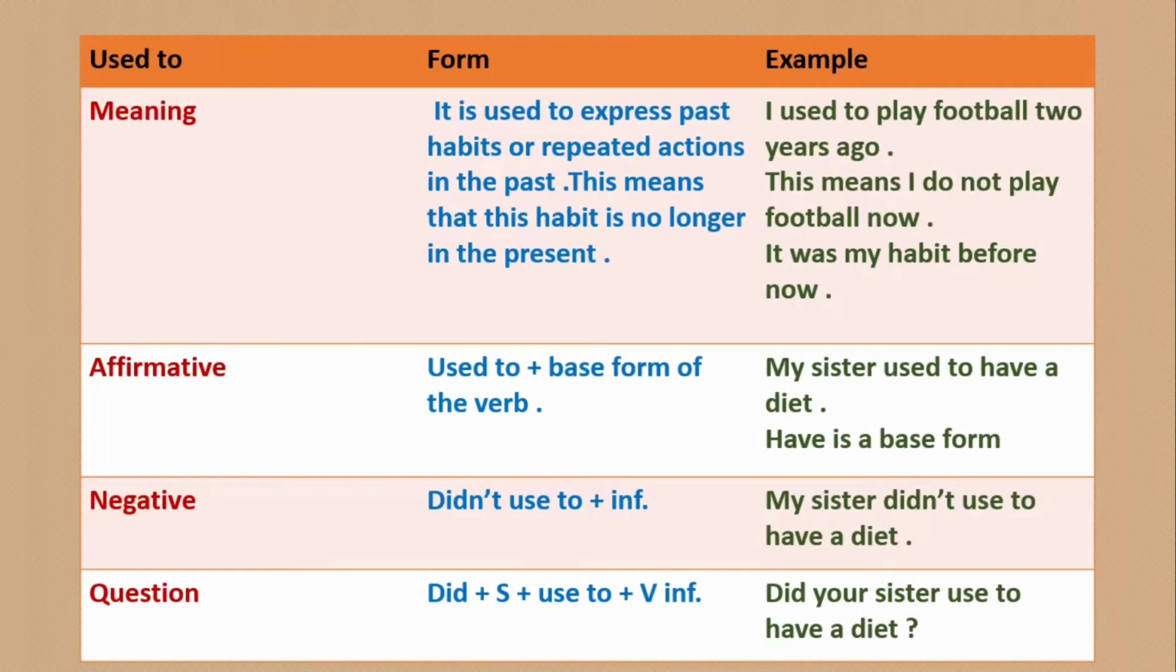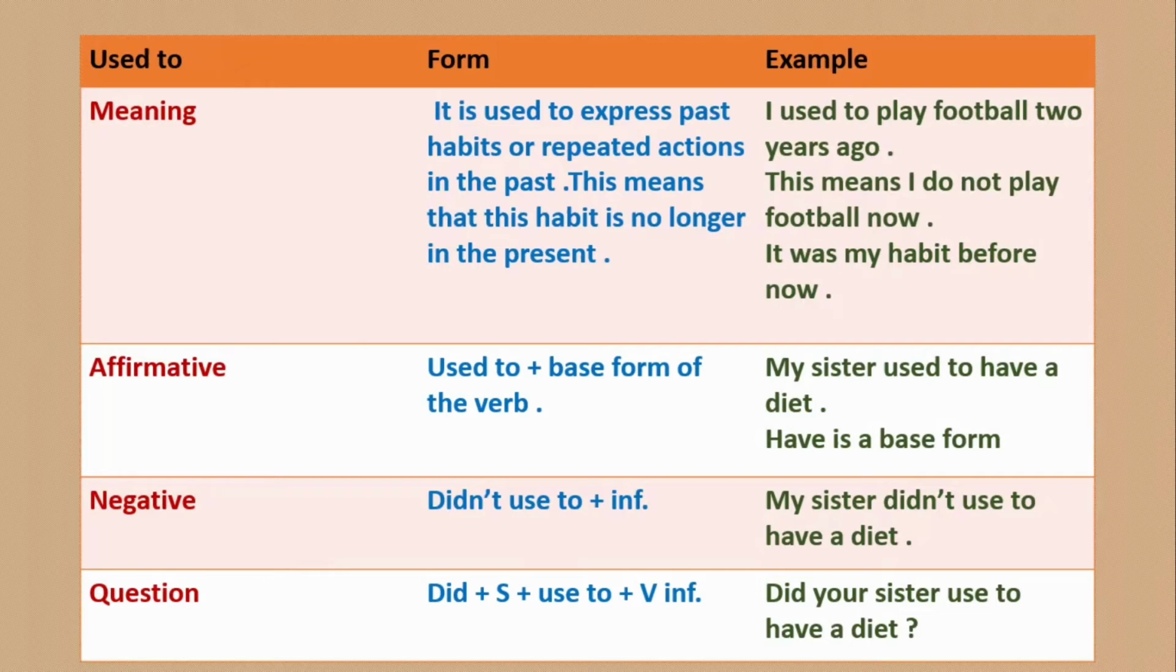For the question, it's a past form verb, so we use the helping verb did before use, did plus a base form of the verb. So did use to. I say, for example, did your sister use to have a diet? And remember when we use did, we use the verb in the base form, that is use. Yes, she did, or no, she didn't.